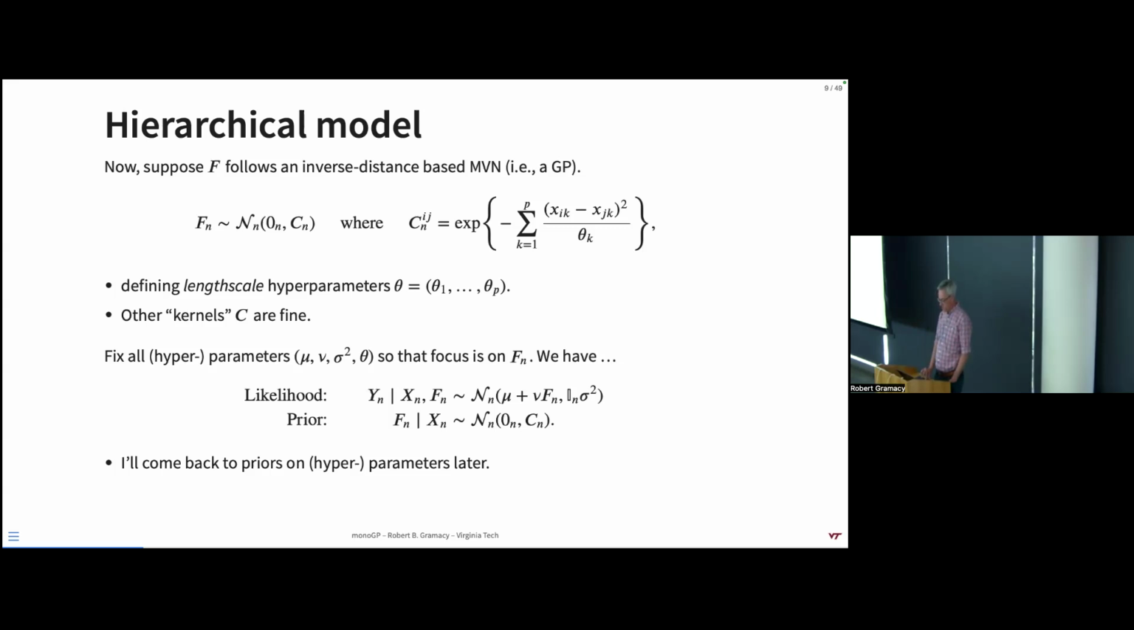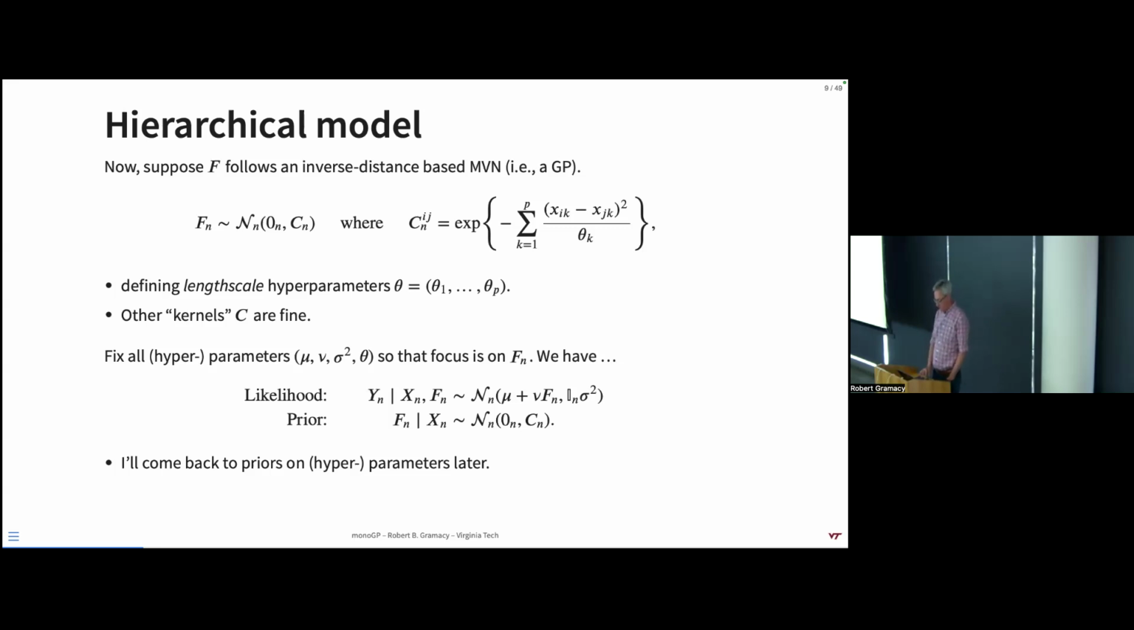The function defining C is sometimes called a kernel. There are many kernels that are fine. This is a very simple one. This talk isn't about the kernels. Distance is an important feature in many Gaussian process regressions, but even distance is not absolutely essential. Okay, so for now, fix these scalar hyperparameters so the focus is on the random function outputs f.